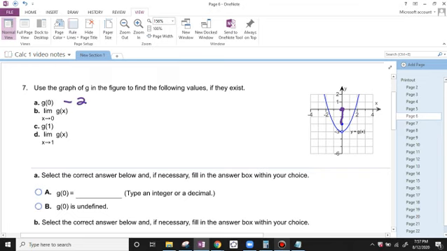The limit as x goes to 0. From the left, it looks like it's -3. From the right of 0, it looks like it's -3. The limit is -3. What's the value at 1?